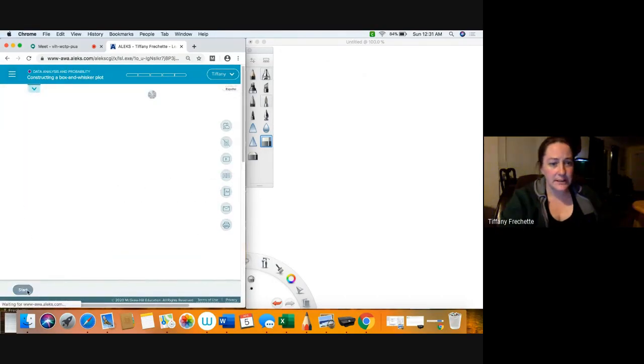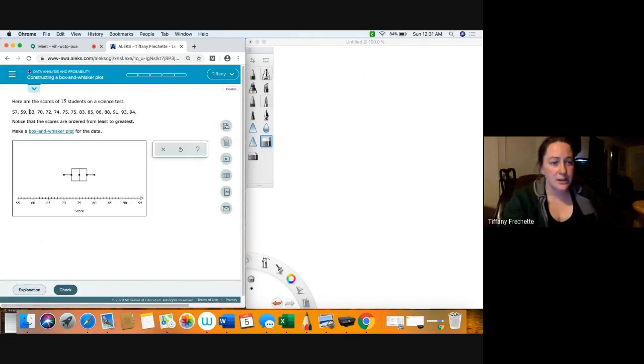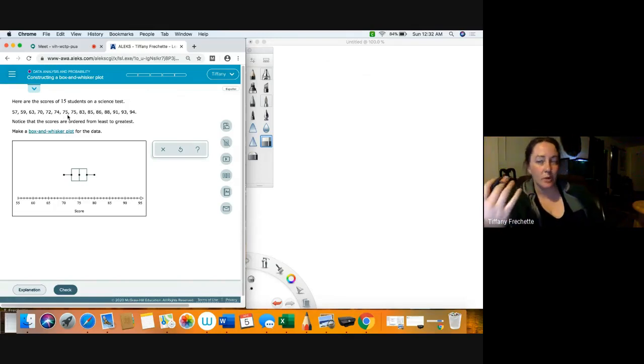So let's go ahead and look at the first one here. So here are the scores of 15 students on a science test. So I'm always trying to divide it up into two groups, lower and upper. So 15 doesn't divide by 2. It's an odd number. If I go back 1 to 14, 14 does divide by 2. So I'm going to write down the first 7 numbers. The reason it's 7 is because 14 divided by 2 is 7.